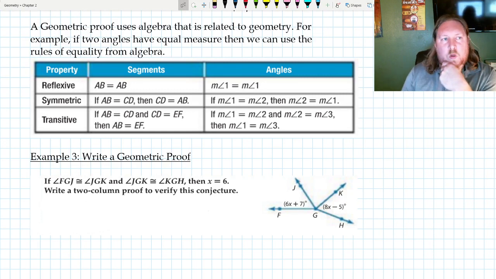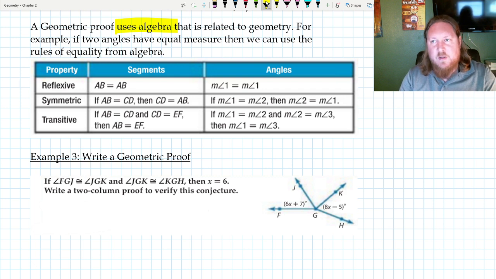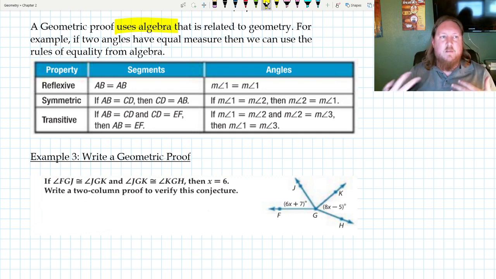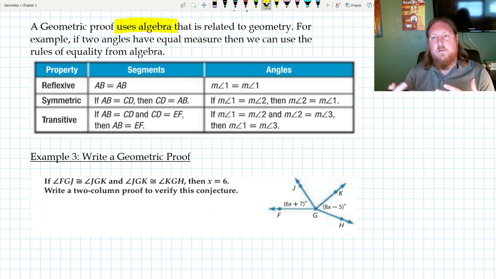Now, we're going to switch to geometric proof, but not a very big switch yet. We are going to use algebra for these geometric proofs. And the way we use it is we use what we know about geometry to set up some sort of equation, and then we use algebra to get to the result that we're looking for.